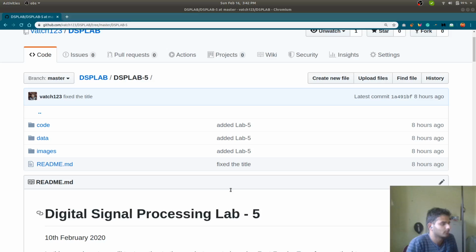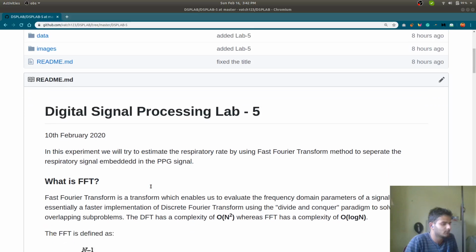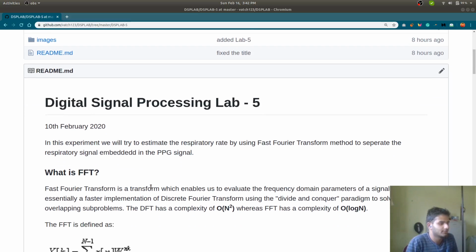Today we are going to talk about the DSP Lab 5. So let us dive straight in. In this experiment we will try to estimate the respiratory rate by extracting the respiratory signal from a collected PPG by using a fast Fourier transform method.